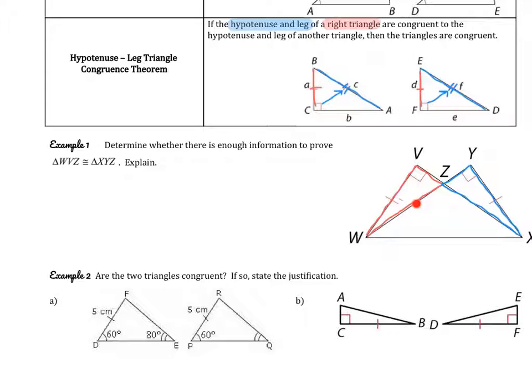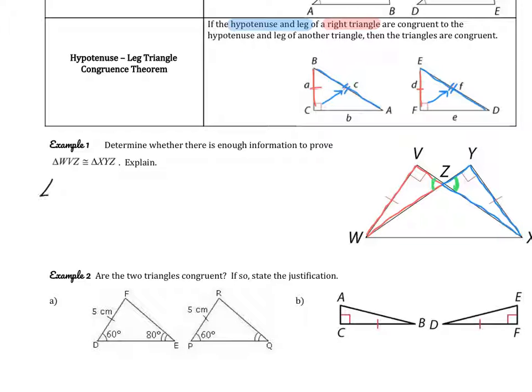And if you notice right here, we have two lines intersecting. So we could actually state that this angle is congruent to this angle. So now I have one pair of congruent angles, I have another pair of congruent angles, and then I have a side. So this one we could actually use angle, angle, side. So let's state what we know that would help us prove this.